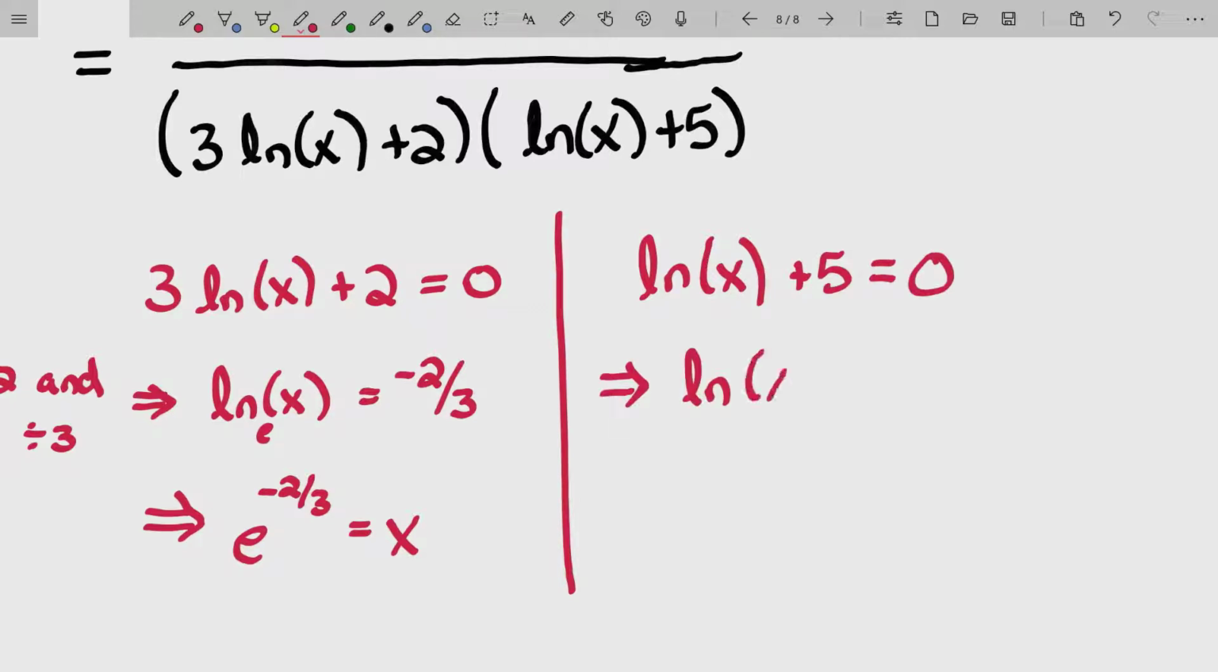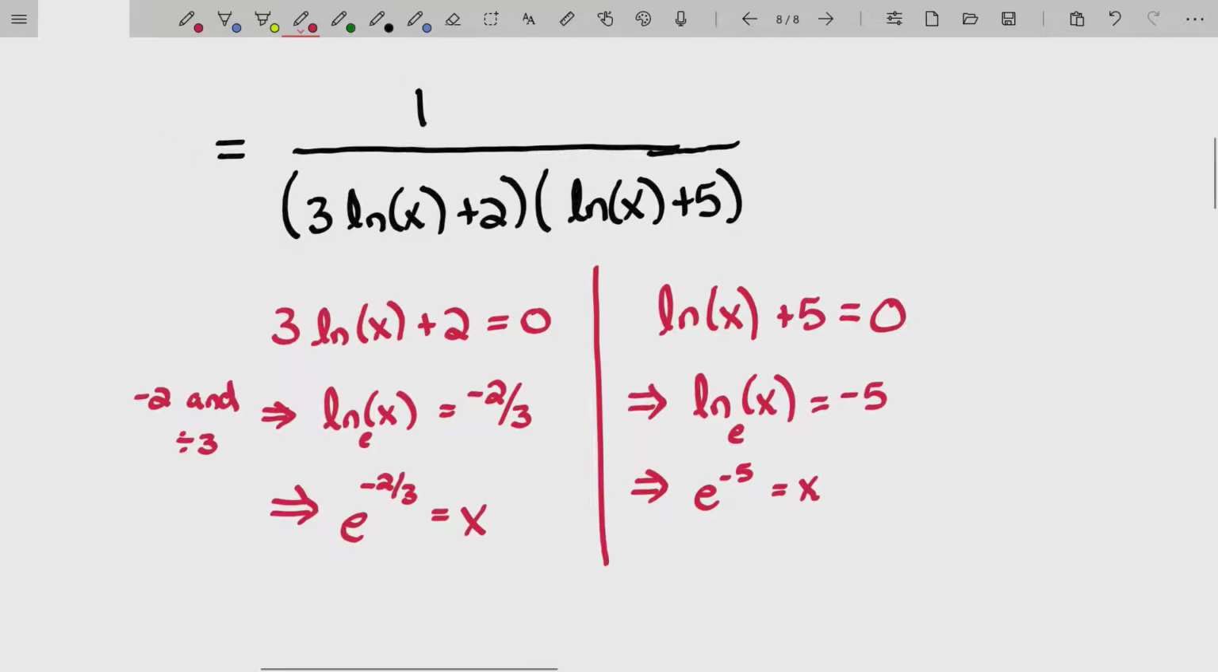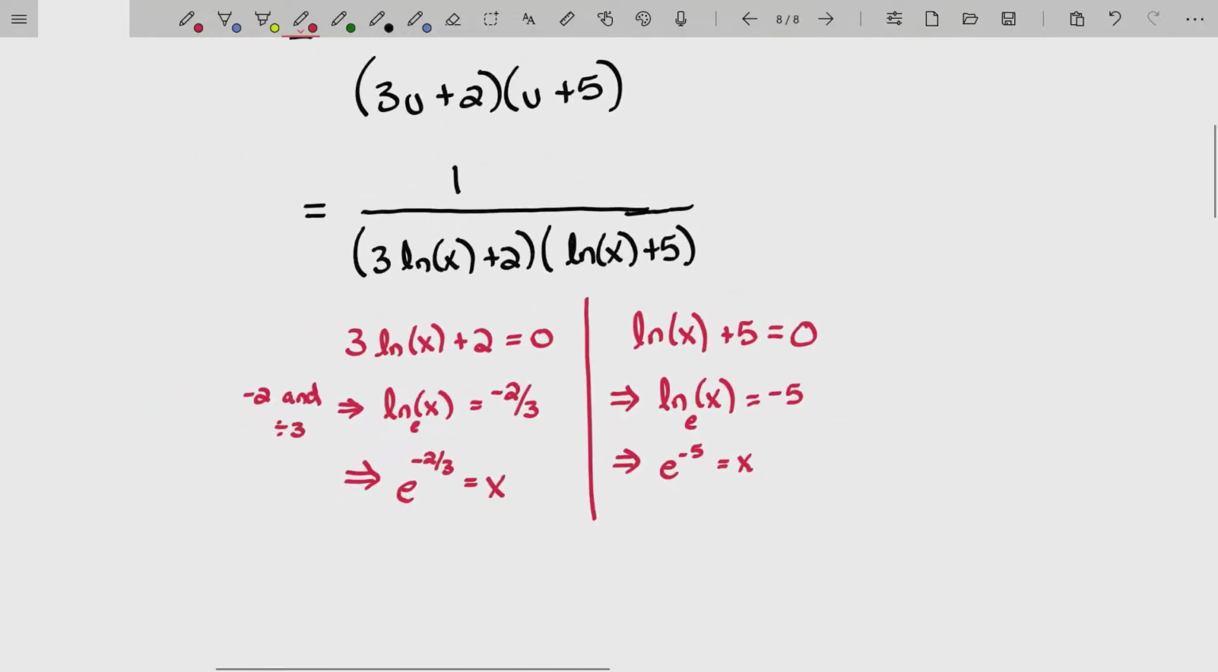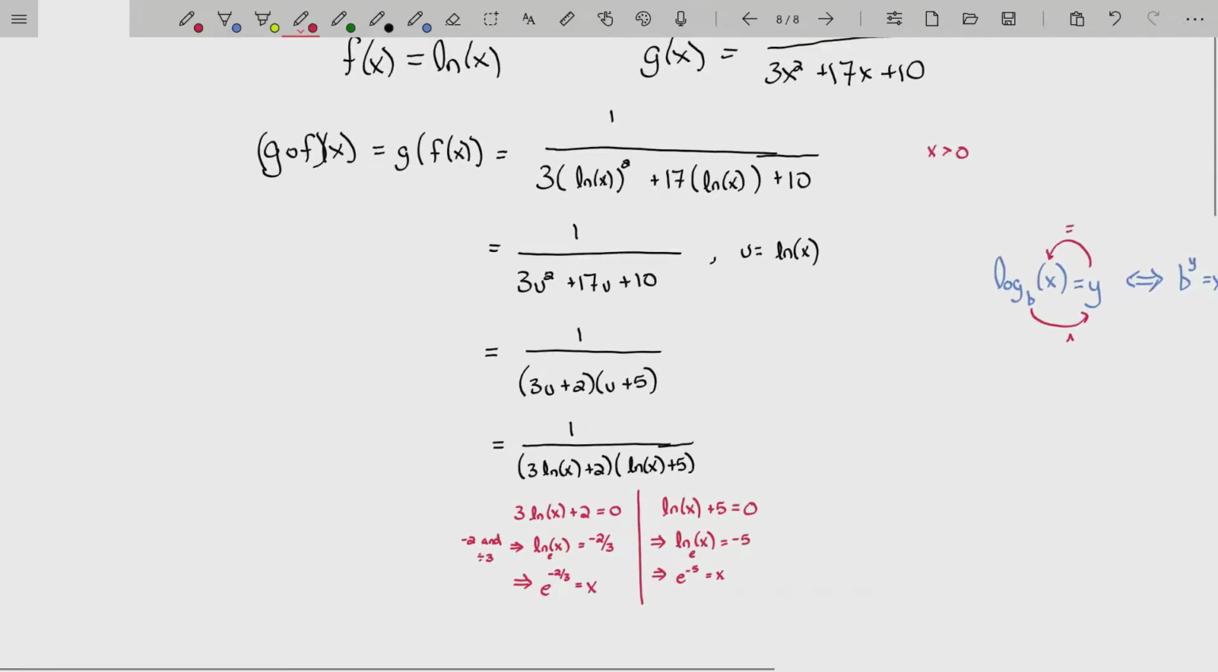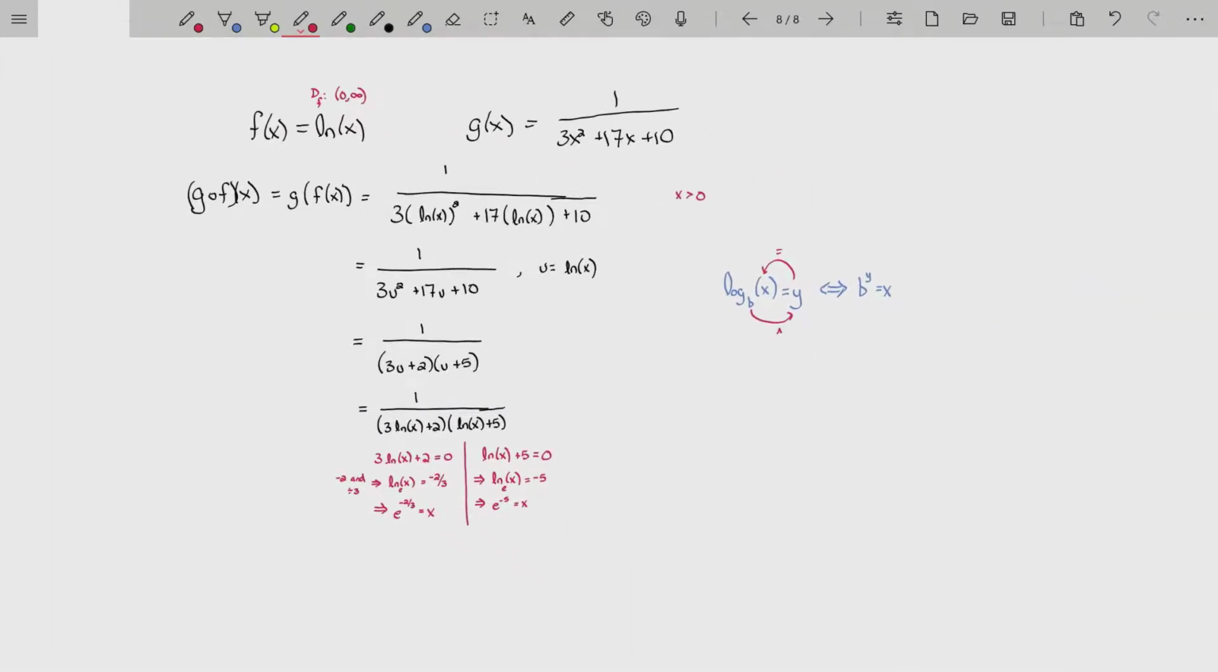I'm not going to write the subtraction there because you guys can see it. And again, circular argument, e to the negative 5th must equal x. So these are our 2 additional domain restrictions. So right now, with this problem, we actually have 3 critical domain restrictions. We have x must be positive. It cannot be e to the negative 5th, and it cannot be e to the negative 2/3.